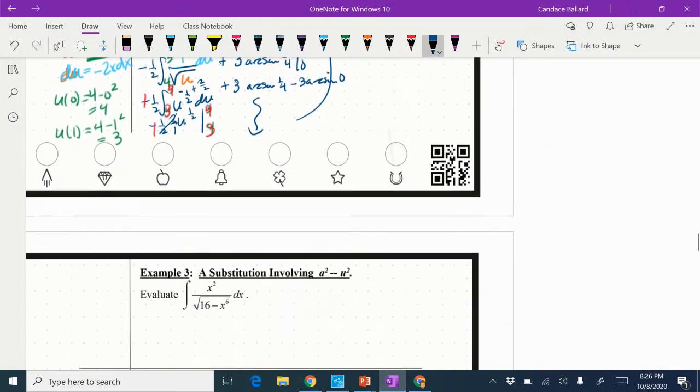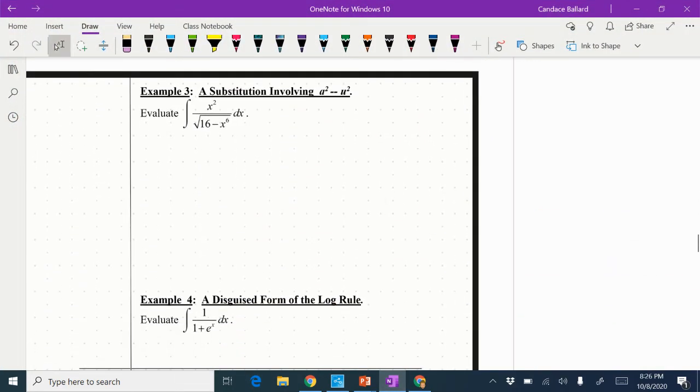We're going to do one more here. So we're going to do a substitution problem that involves both a squared and u squared. So this is a slightly different looking substitution problem. Notice it's looking like an arcsine again. So let's rewrite it just a little bit. Let's say I've got x squared over the square root of 4 squared minus x cubed squared. That's definitely now looking more arcsine-ish, right?